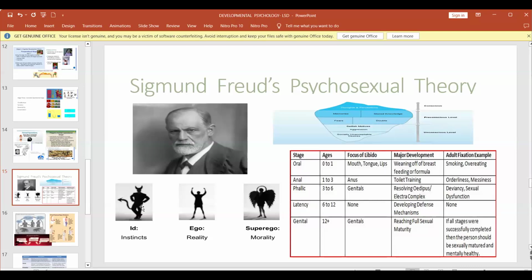Okay. Then the third component of personality, that is the superego. Superego emerges from 3 years to 5 years. The third component of our personality, that is superego, emerges. That superego is driven by the moralistic principle, morals. M-O-R-A-L-I-S-T-I-C.